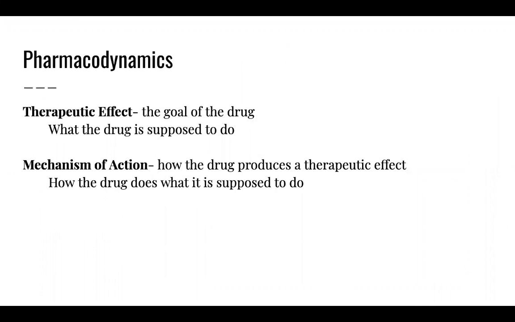Pharmacodynamics that we covered at the beginning include therapeutic effect, the goal of the drug. What is the drug supposed to do? What effect is it supposed to have? Ibuprofen is supposed to decrease pain, while nitroglycerin is supposed to decrease chest pain. The mechanism of action is how the drug produces a therapeutic effect. How does the drug do what it is supposed to do?